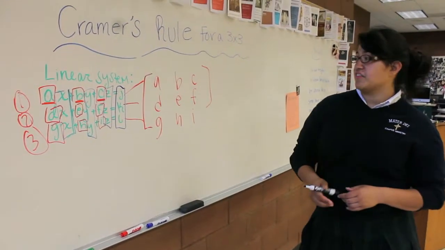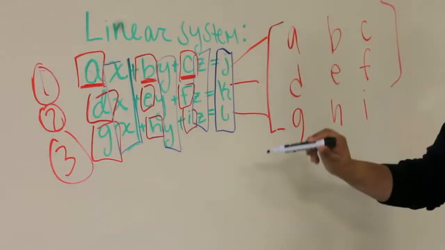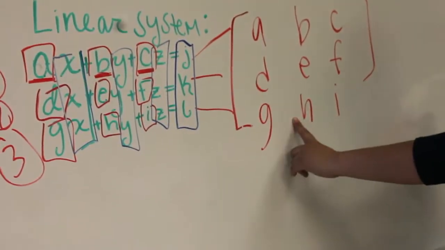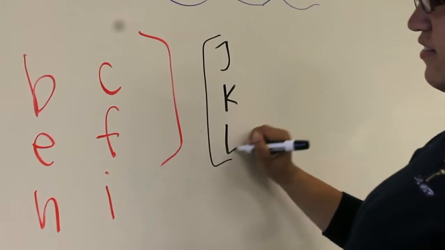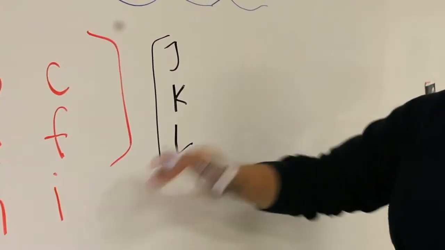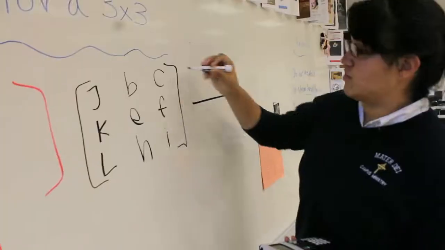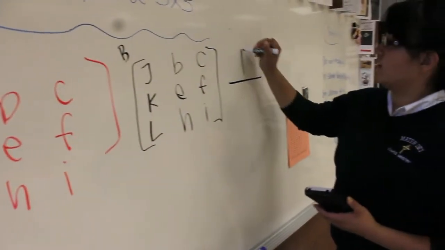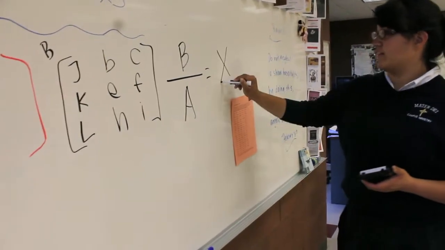So in order to find the different variable answers, which is x, y, and z, you're going to plug in the answers, and right now it's our letters, into each different column. So in order to find x, instead of A, D, and G, you're going to plug in J, K, L, and then finish it off with the same rest of the other two columns. So it'll still be B, E, H, C, F, and I. Now with this, you'll find the determinant, and call this matrix B and matrix A, so we know what we're talking about. Once you find the determinant of matrix B, you will then divide it by the determinant of matrix A, and that will give you your answer for the variable x.